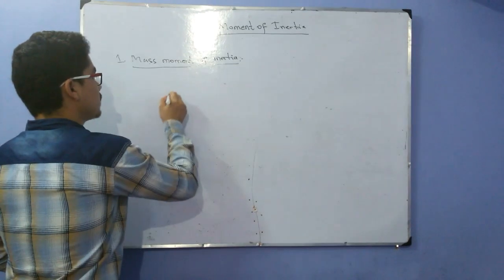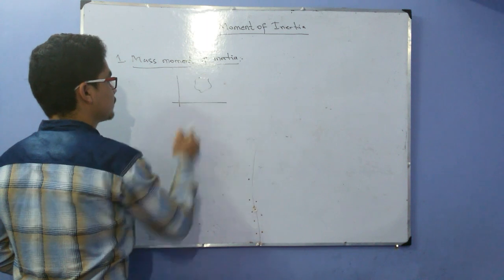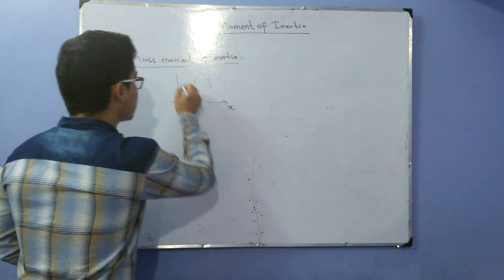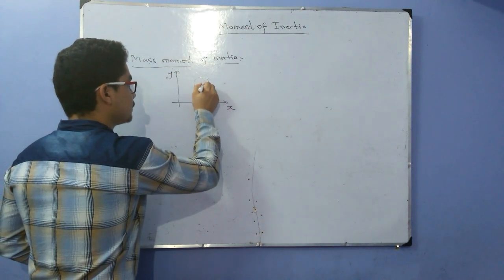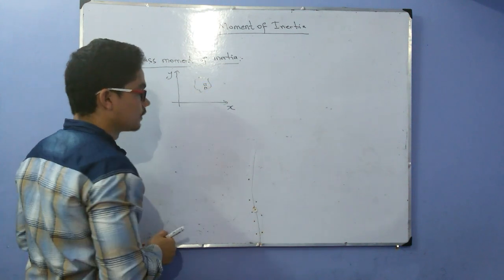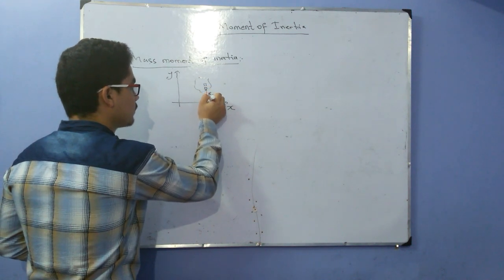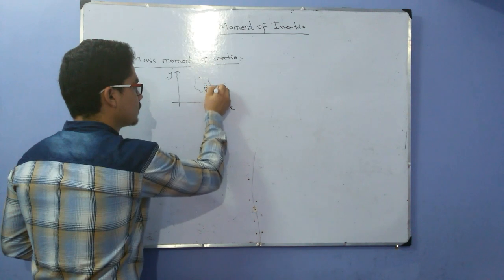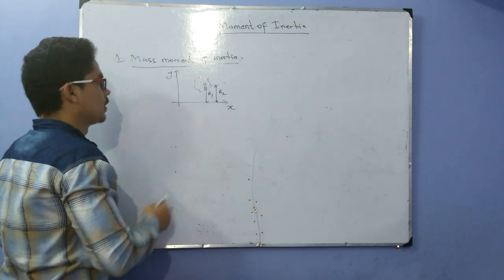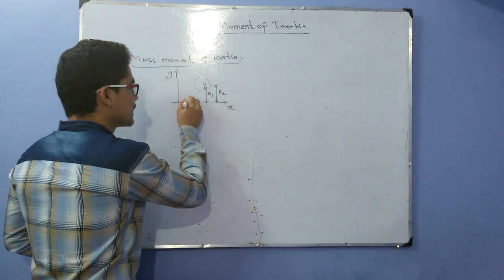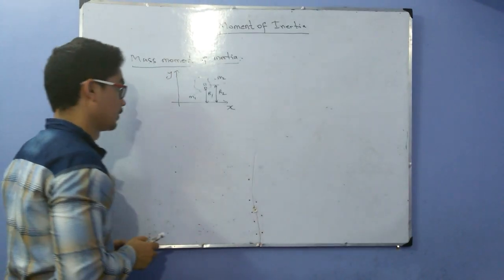Now, let me draw one object. Assume this is an axis and there is one object. Let it be the x-axis and y-axis. If I divide this one into different parts, like this, and if I denote the distance from the x-axis, this one has r1, the distance of the second part r2. Similarly, I can divide this one into n parts. Now, the mass of this part is m1 and the mass of this part is m2. Then what is the moment of inertia of this one?